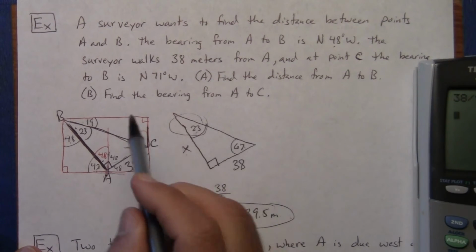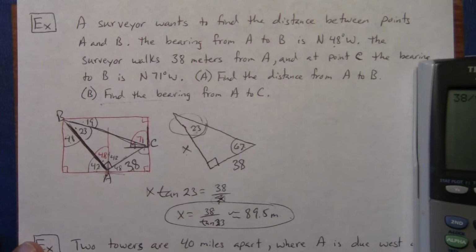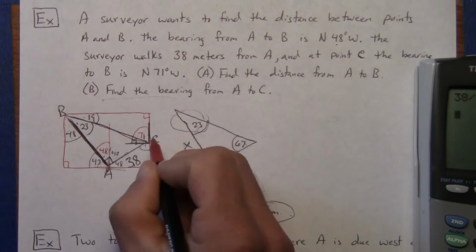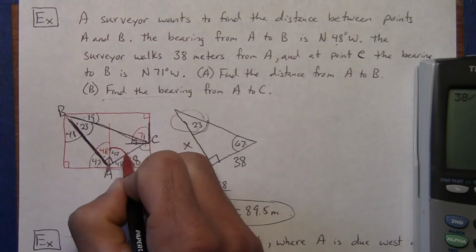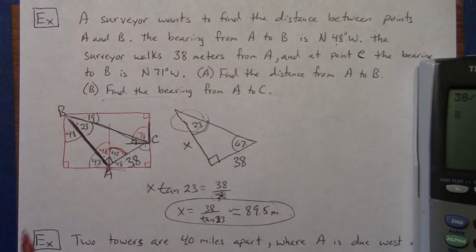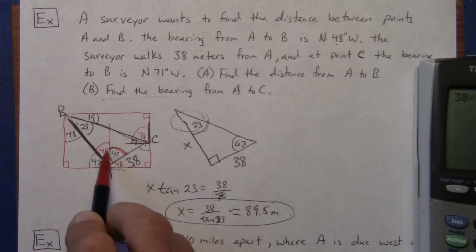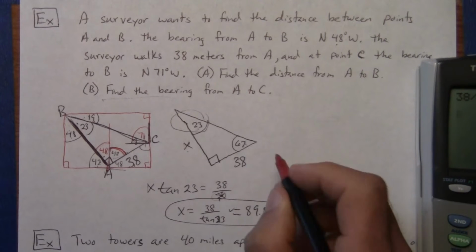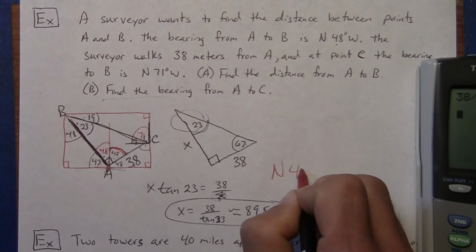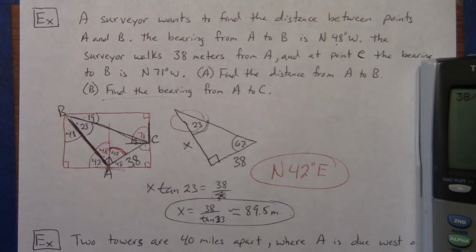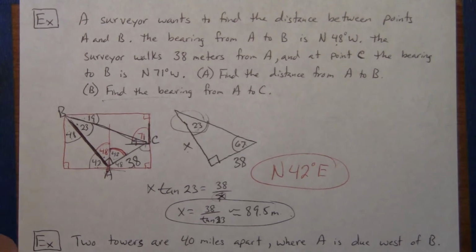All right, let's go back to letter B then. It says find the bearing from A to C. So they want me to start, here's A, here's C. I want to know what is that angle. Well, we actually kind of found it when we were talking before. Since we know that this is north 48 degrees to the west, this would be north 42 degrees to the east. So for part B, it's north 42 degrees east. It can be a little confusing, but hopefully you're able to follow that. If not, you're always welcome to come in. See if you can apply what we did here to number 33 and see if that'll help you out.